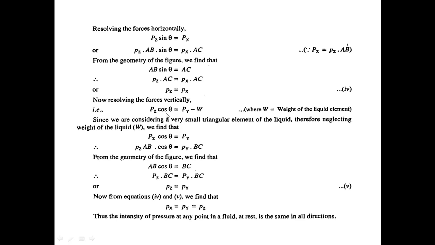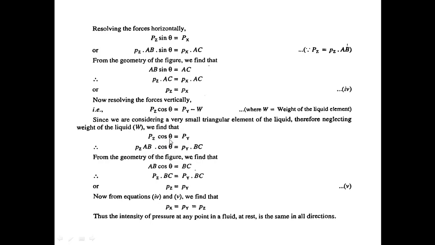So multiplying both sides by Pz, Pz will cancel out with Pz on the right side, and on the left side we will get Pz cos theta equal to Py minus W. Now since we are considering a very small right triangular element of the liquid, the weight of this triangular element is negligible, so we neglect the weight, and we find that Pz cos theta is equal to Py, as W, the weight of the liquid, is neglected.